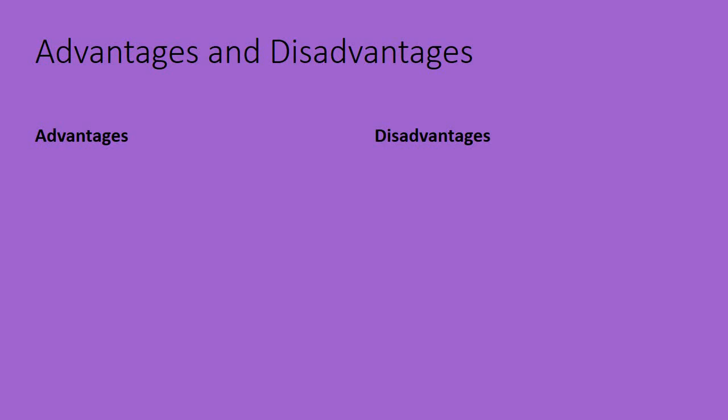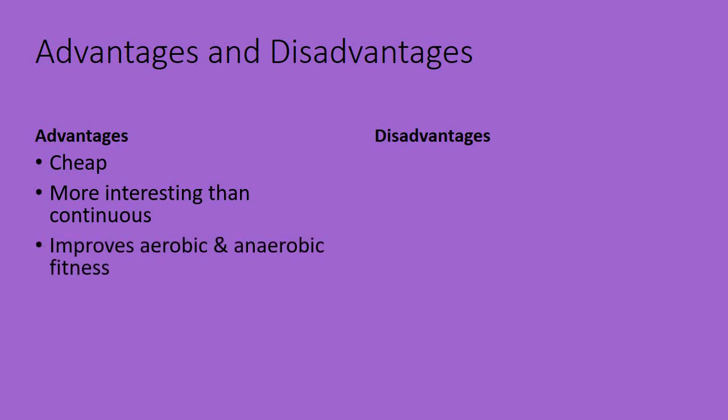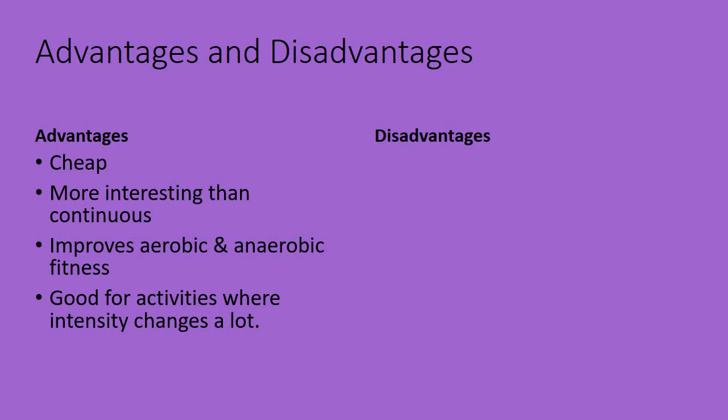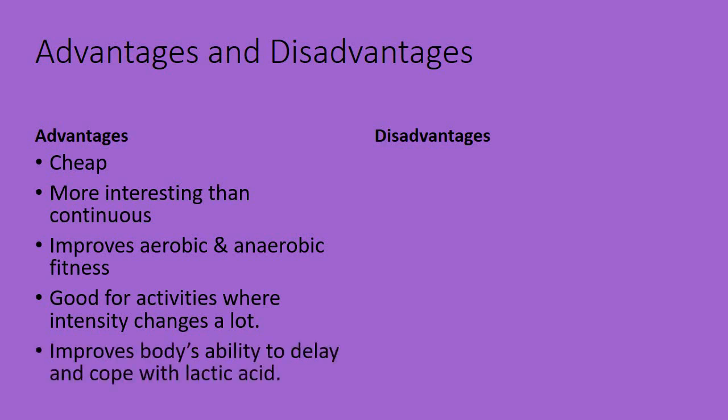As with continuous training, there are some advantages and disadvantages. Again, it's cheap, perhaps a bit more interesting than continuous training because we're changing our intensity. It improves both our aerobic and our anaerobic fitness. Good for activities where intensity changes a lot. So you think most team sports, there might be a time when you're sprinting for the ball, then there might be a recovery run, then there might actually be a time when you're just walking or standing still. So when we've got lots of different changes in speed or intensity, which is most team sports. And it improves the body's ability to delay and cope with lactic acid.